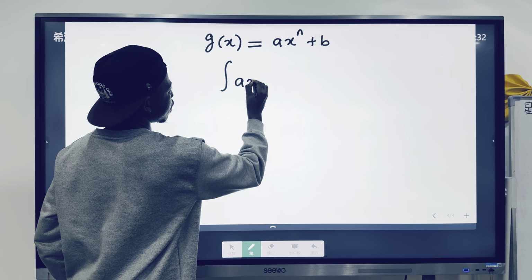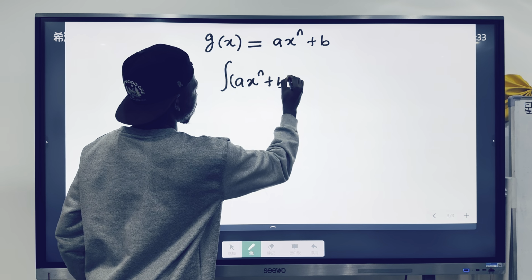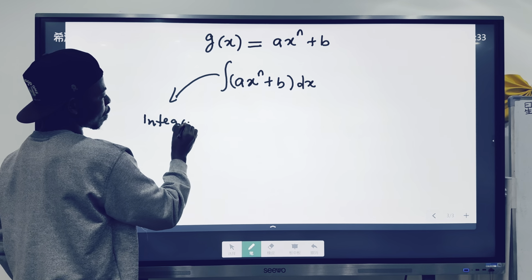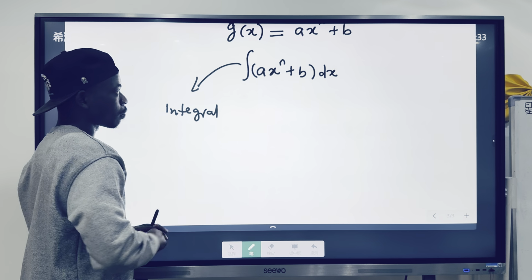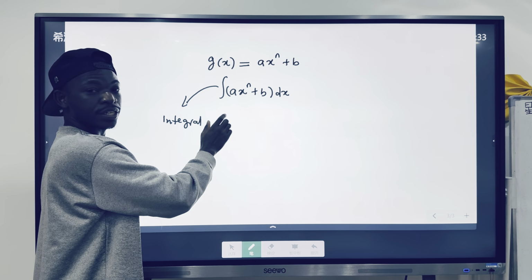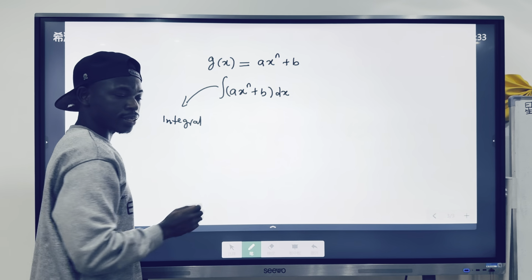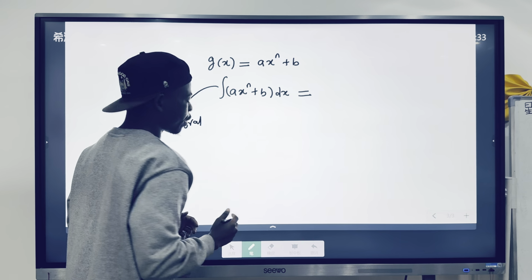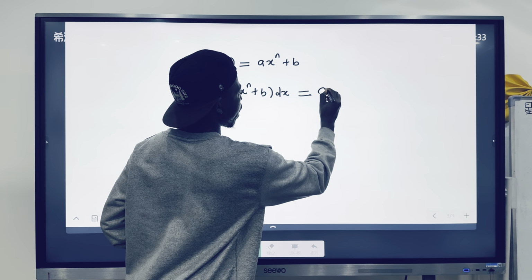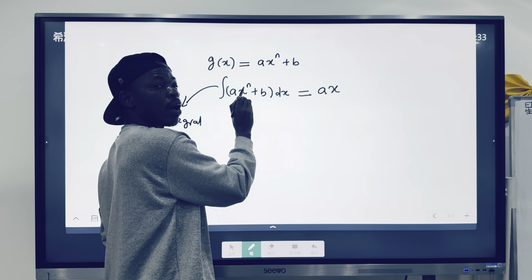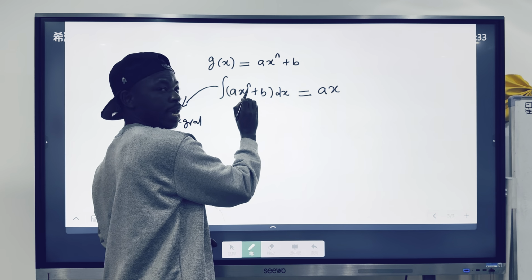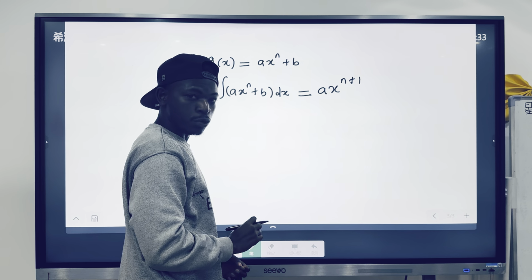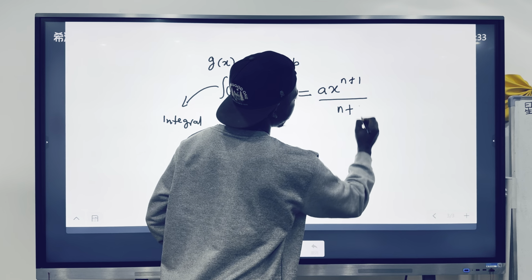So we want to find this. So we read this as the integral. So to read this expression, we would say the integral of ax^n plus b dx. So every time you have such type of a function and you want to integrate it, what you just need to do is this. So ax^n, you increase the power by 1. So the power here was n. It becomes n plus 1. Then you divide by the same new power. So you divide by n plus 1.